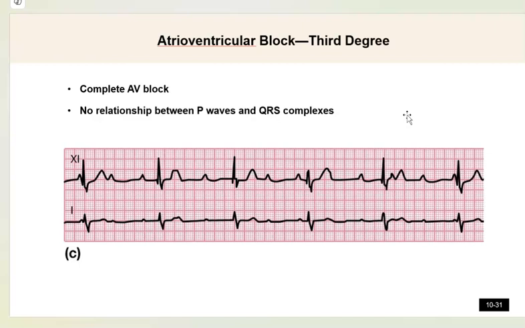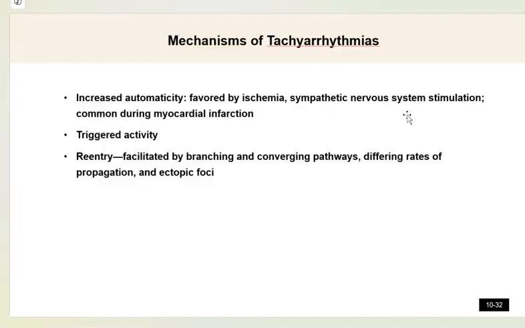Sometimes bradycardia can be caused by blocks, sometimes it's because of medications, and sometimes it's because of infarct or ischemia that killed off part of our pacemaker cells. Tachyarrhythmia is anything with a heart rate over 100. The three general reasons for a tachyarrhythmia are increased automaticity of the SA node, triggered activity, or a re-entry tachycardia.